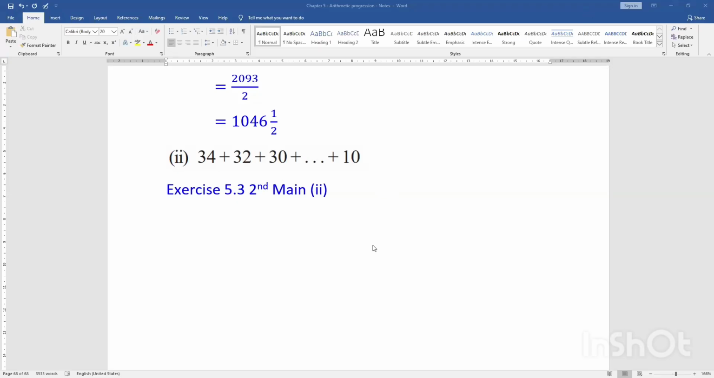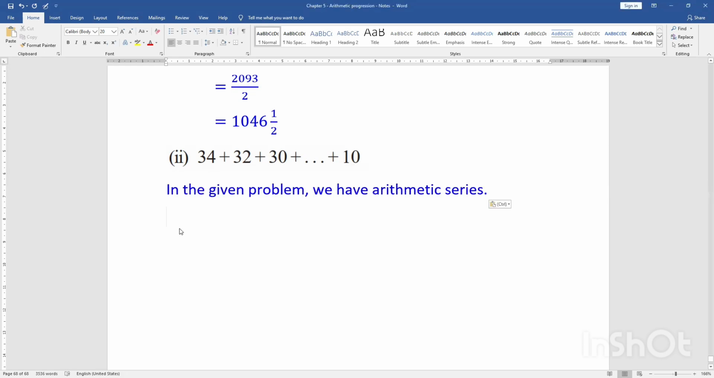Today we are going to continue with exercise 5.3, second problem. Now we have the question: 34 plus 32 plus 30 plus so on up to 10. Here we notice that we have a plus sign in between the terms. So what is it actually? It is what we call an arithmetic series. So in the given problem, we have an arithmetic series.